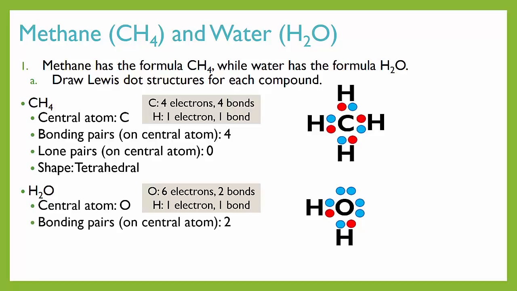My central atom was oxygen. Attached to the oxygen were 2 bonding pairs, so that was 2 of those bonds with the hydrogen atoms. And I also have 2 lone pairs. So these are the electrons that are not forming a bond on the oxygen. So based on this information, we use our VSEPR chart and we see that the shape for water is bent.